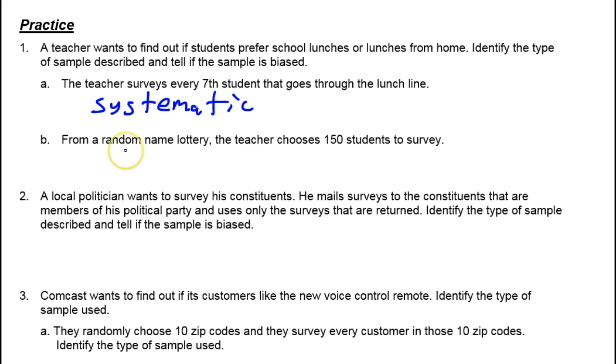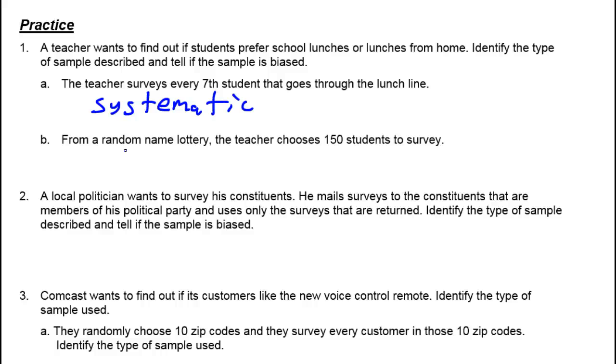Okay, now the second question is a little bit tricky. Systematic is one of the methods that is less biased than some of the other methods. Can somebody talk to me about a source of bias that still might be present in this example anyway? Scotty.